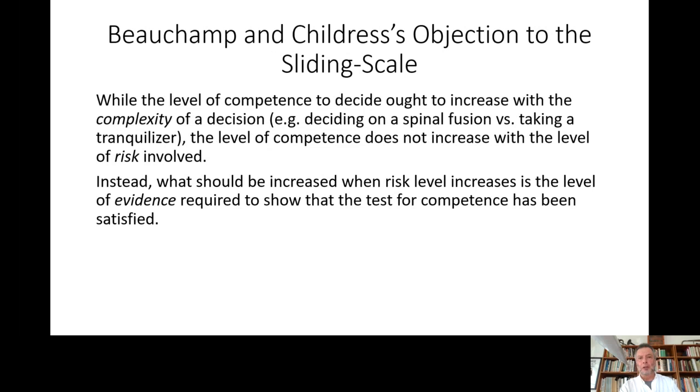Beauchamp and Childress object to the sliding scale. Interesting. Let's first see an argument for the sliding scale. This comes from the bioethicists Allen Buchanan and Dan Brock, whom we'll both read later. So Buchanan and Brock say, just because a patient is competent to consent to a treatment, it does not follow that the patient is competent to refuse it, and vice versa.